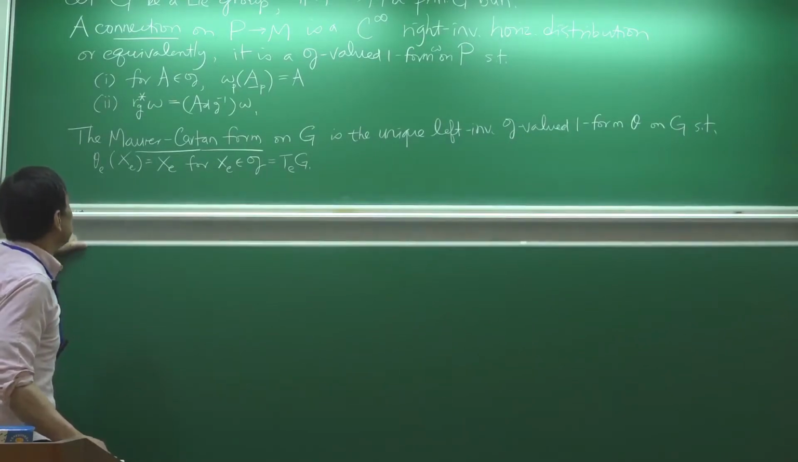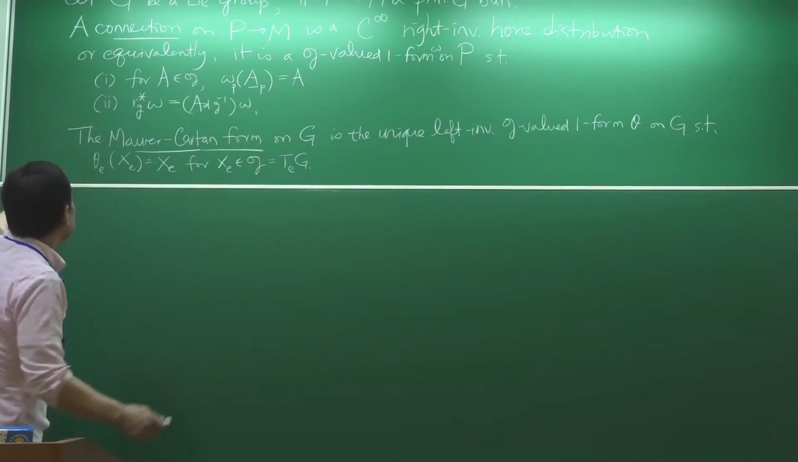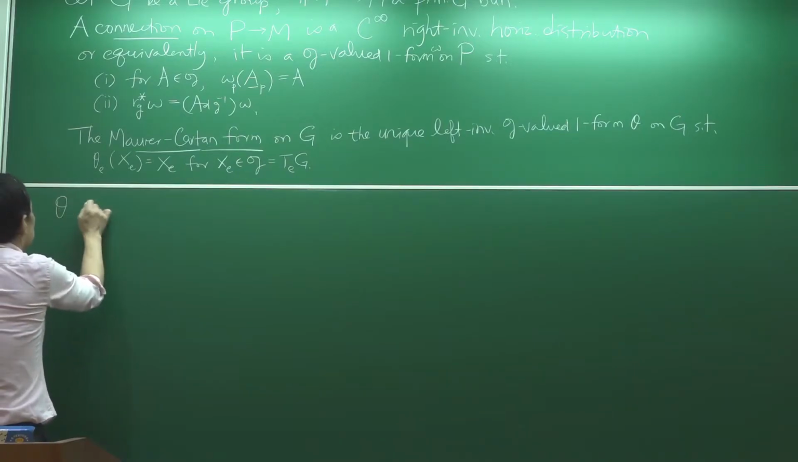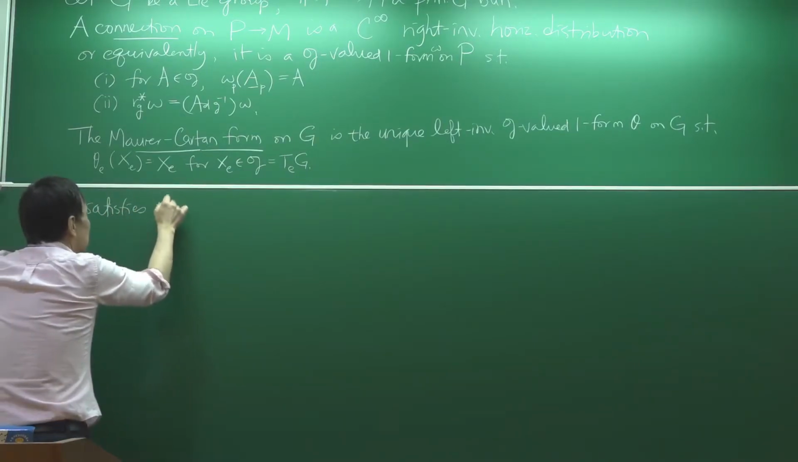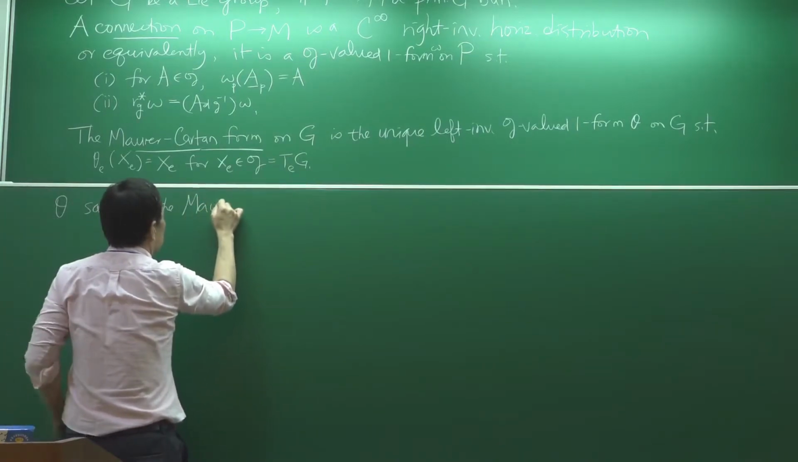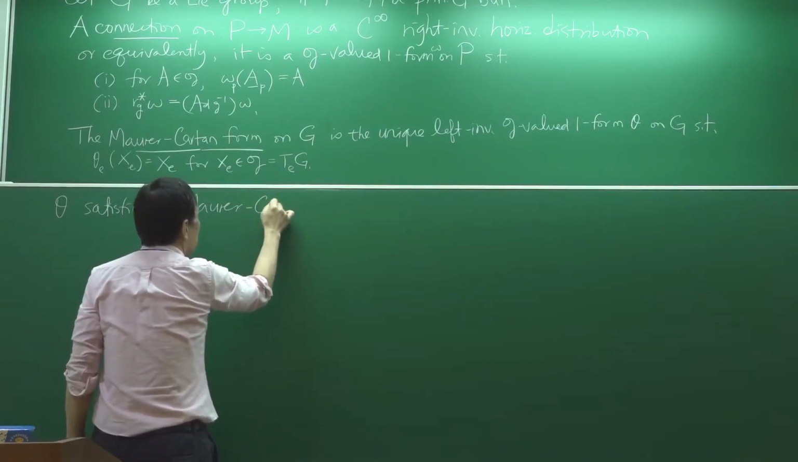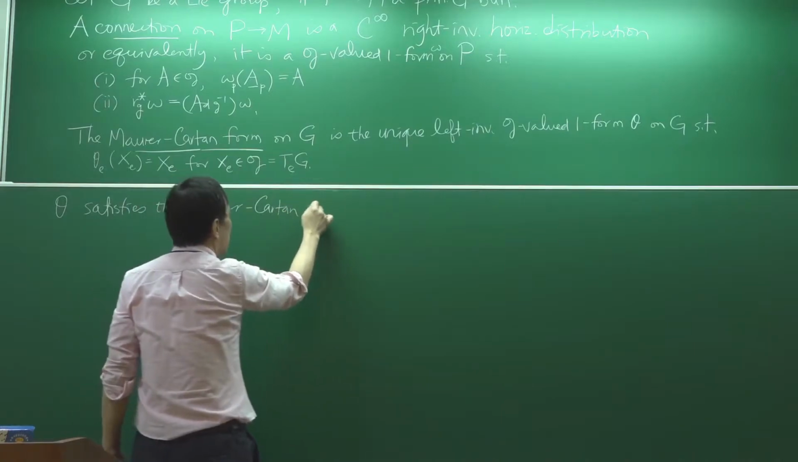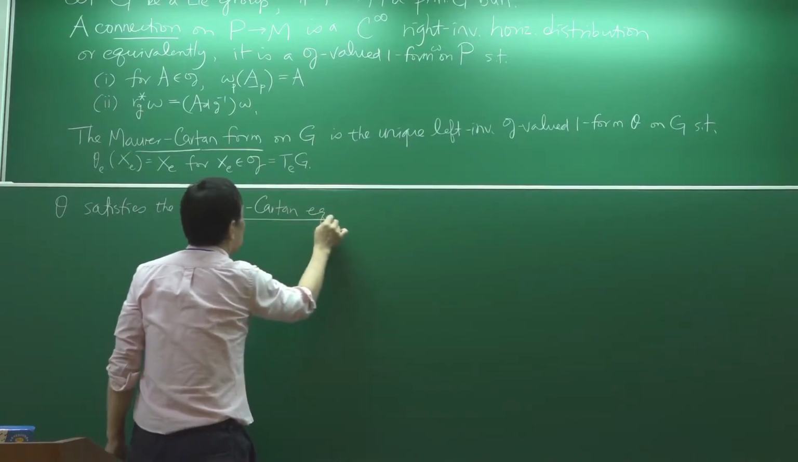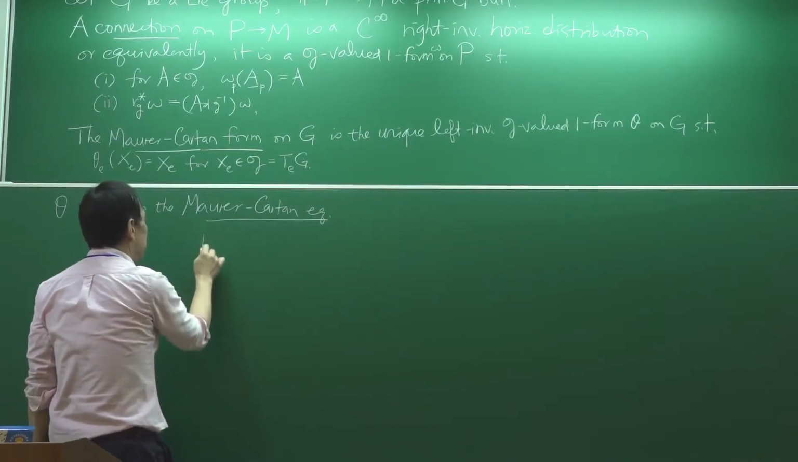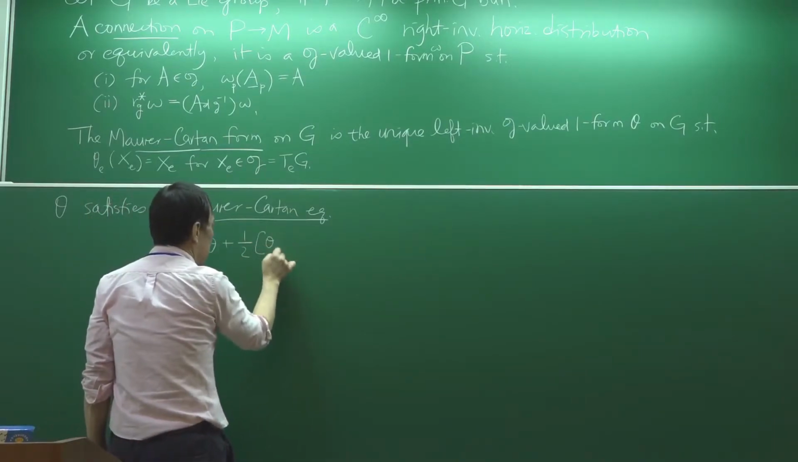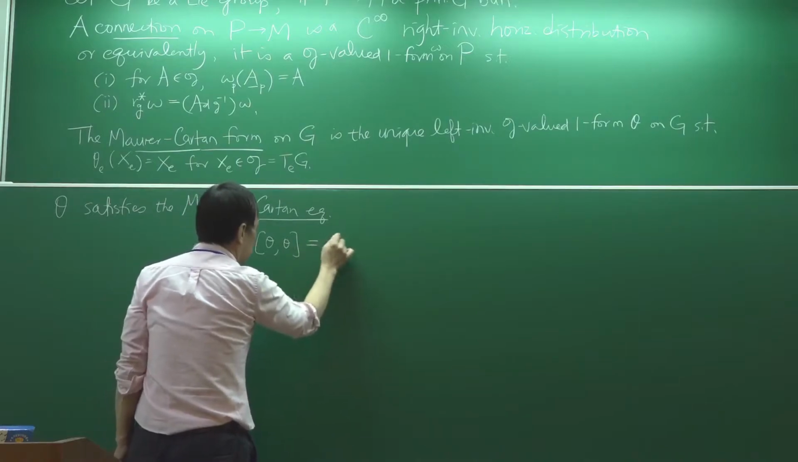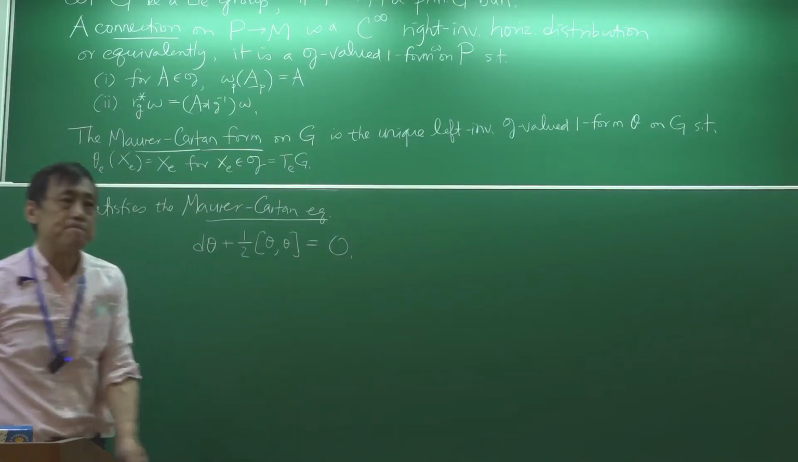Such that it's the identity at the identity. And theta satisfies the Maurer-Cartan equation, which is d theta plus 1/2 bracket theta theta is 0. Okay?